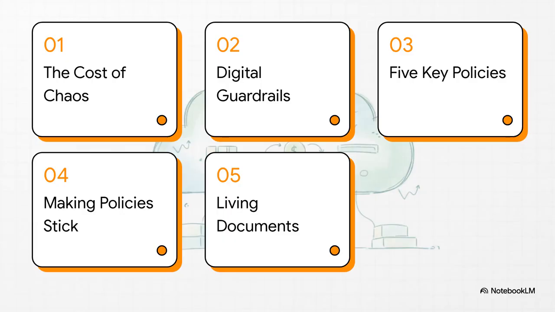So here's our game plan for today. We're going to start with what happens when you have no rules. We're calling it the cost of chaos. Then we'll talk about the solution, digital guardrails. After that, I'll give you 5 specific policies you can literally start using today, show you how to make them stick, and finally, wrap up with why these rules need to grow and change with you.